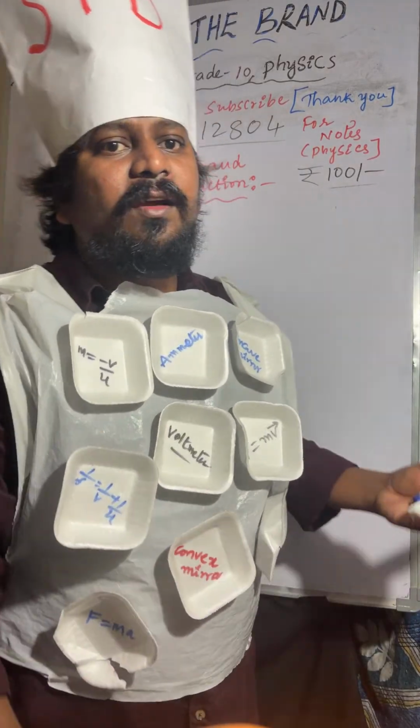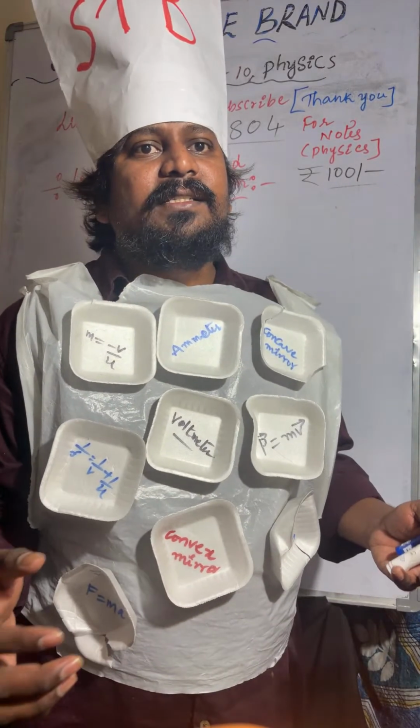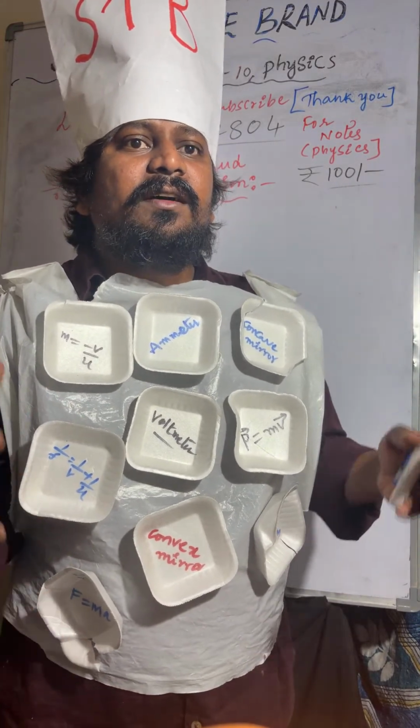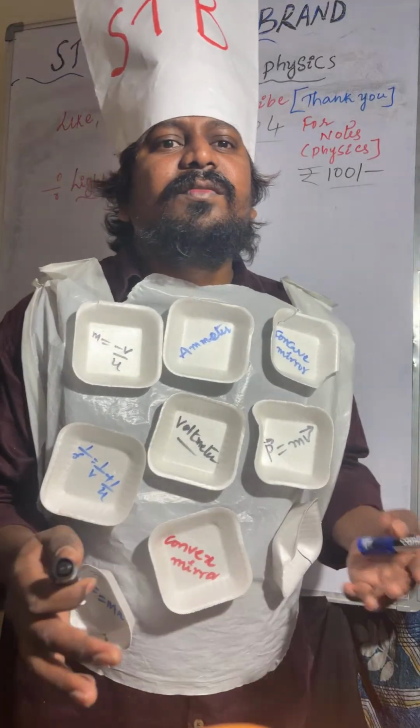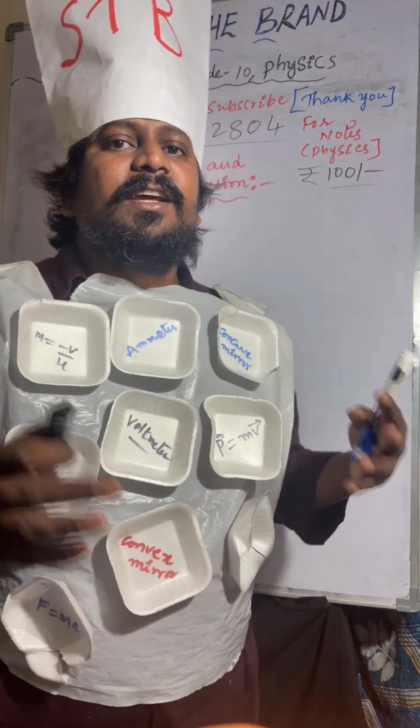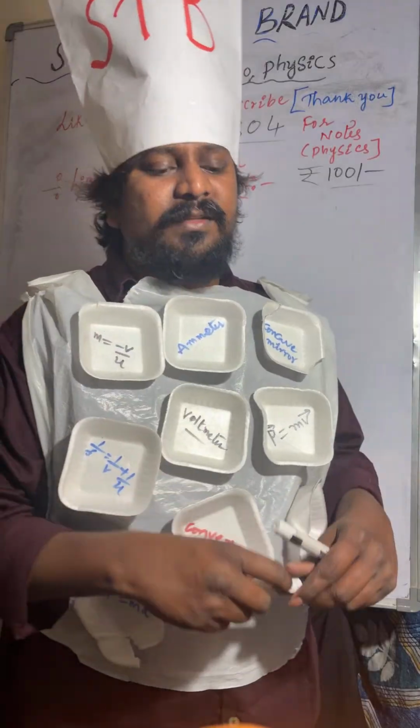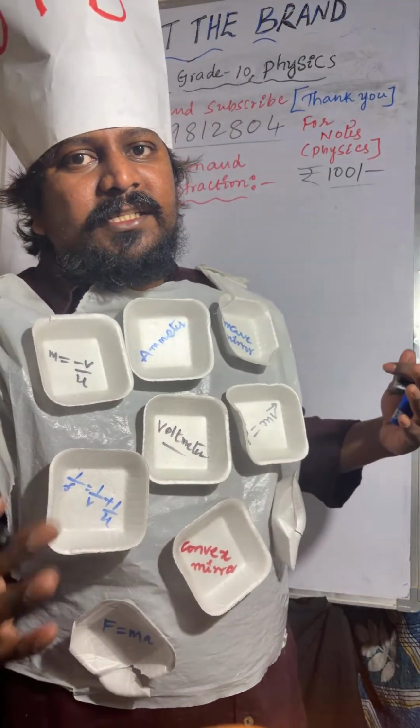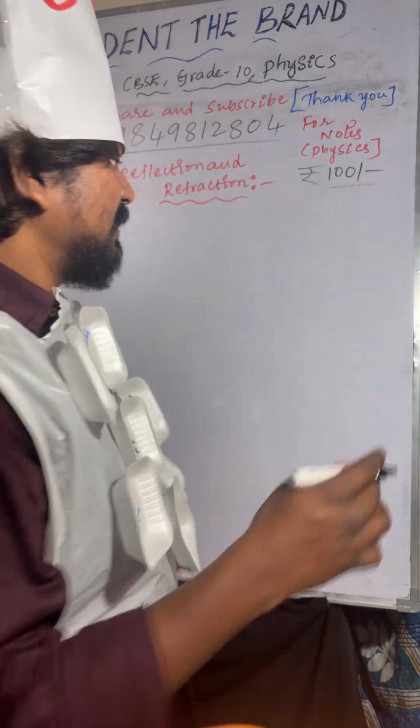Now, we will discuss regular reflection and irregular reflection. Regular reflection takes place on a smooth surface, and irregular reflection takes place on a rough surface.